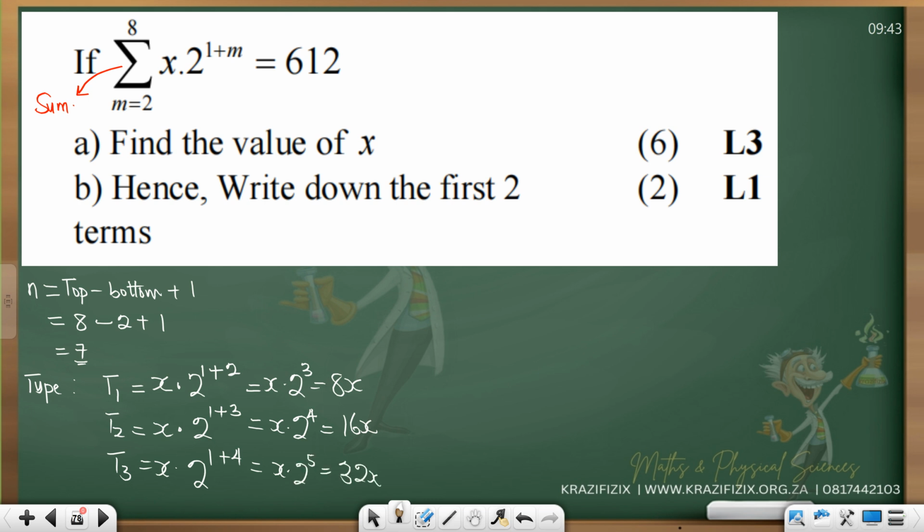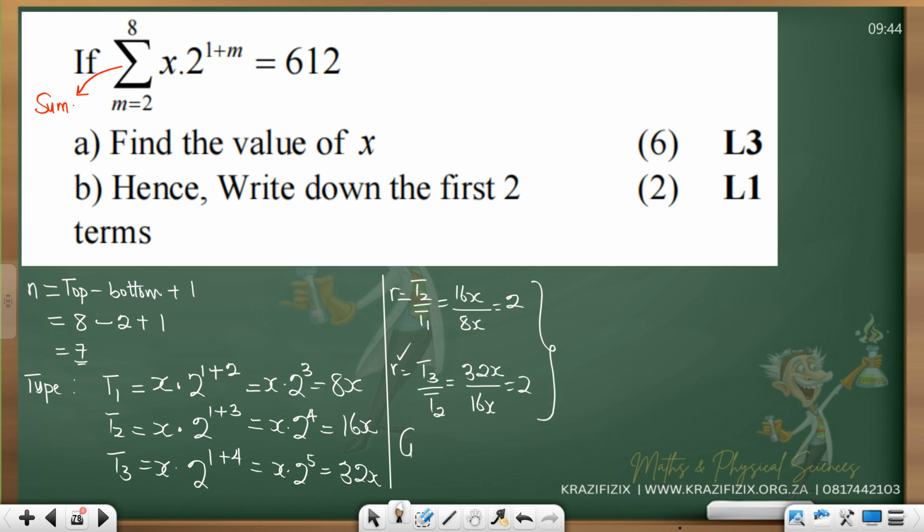I told you that once I see an exponent, the first thing that comes to my mind is to check if it's a geometric. What is R? T2 over T1. 16x over 8x. That's 2. Okay, let's confirm because it must be the same. 32x over 16x. Oh, so we are done. Once I see R, I know it's a geometric. So I have done the 3 things.